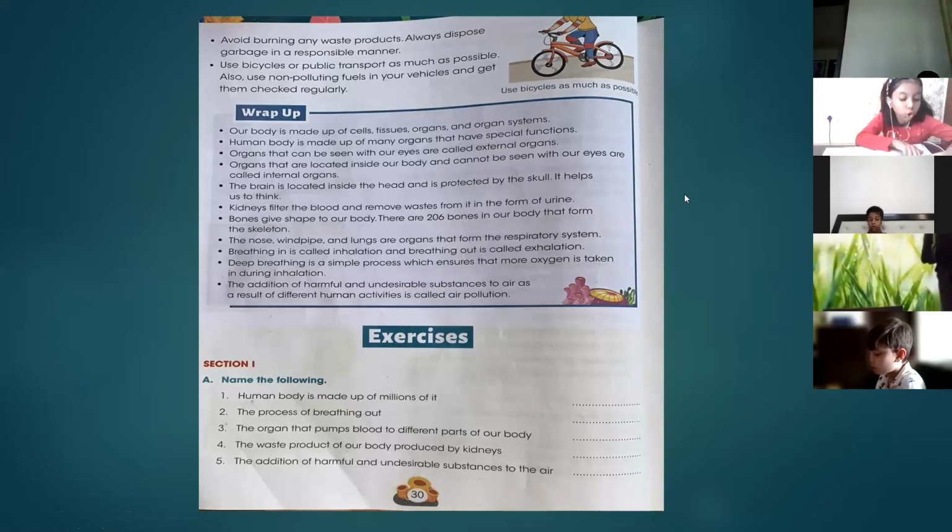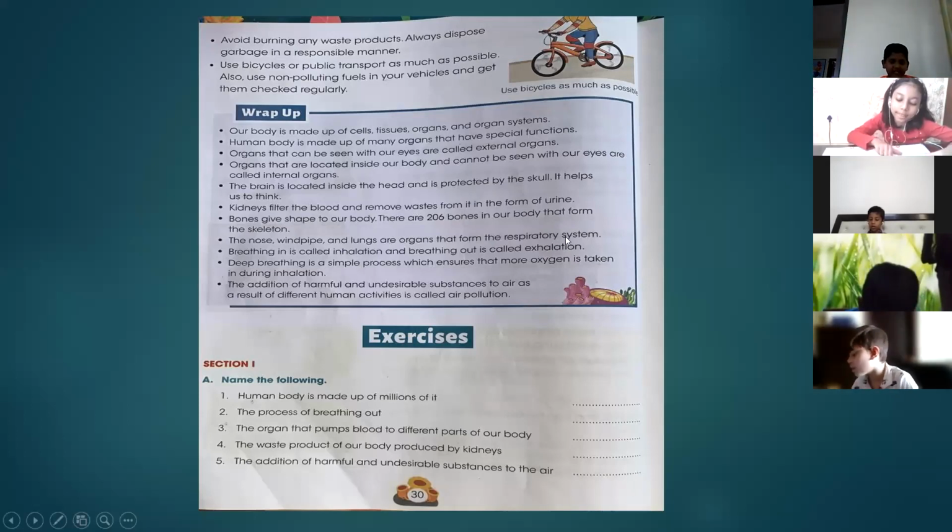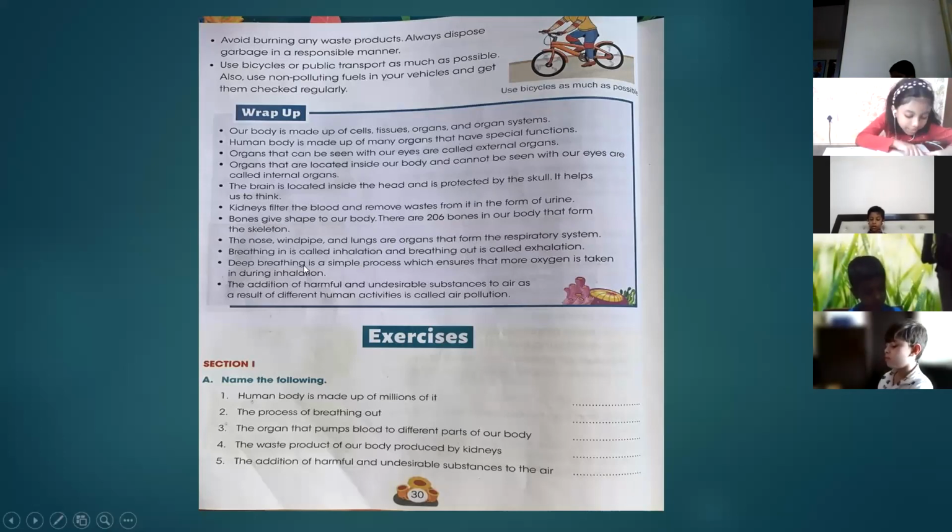The nose, windpipe, and lungs are organs that form the respiratory system. Breathing in is called inhalation and breathing out is called exhalation. Deep breathing is a simple process which ensures that oxygen is taken in during inhalation.